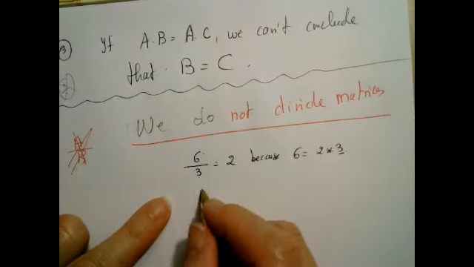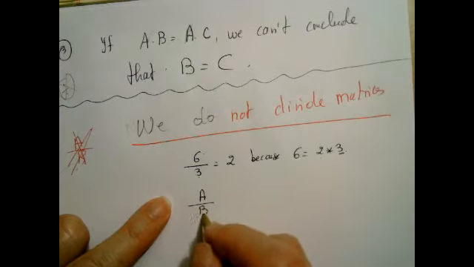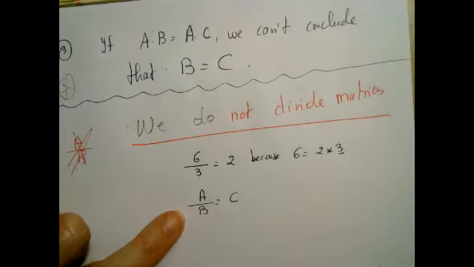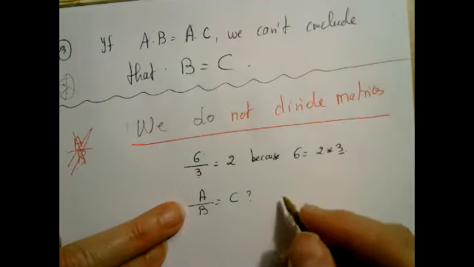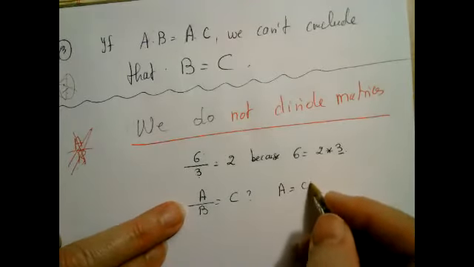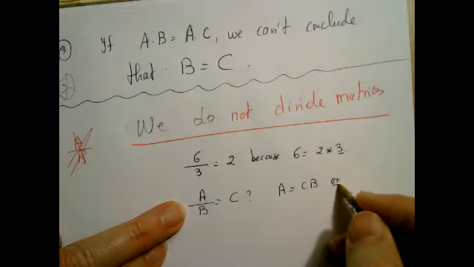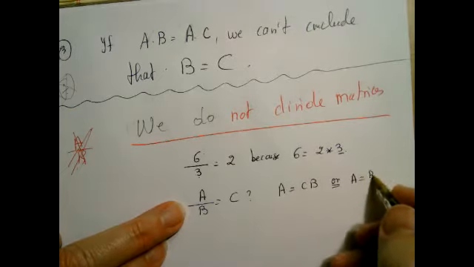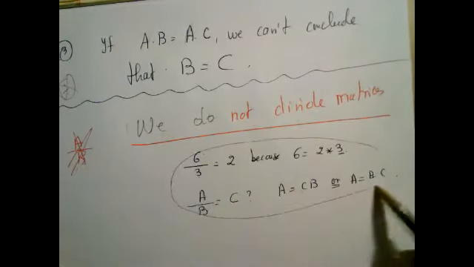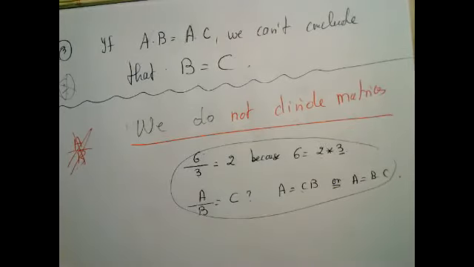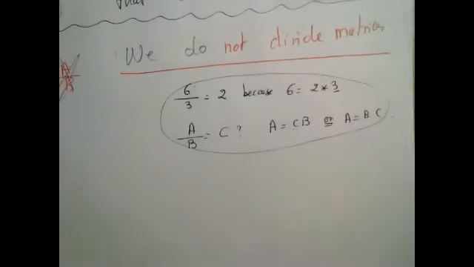So now, what meaning shall I give to A over B equal to C? What shall I mean by that? Do I mean A equals C times B, or B times C? Those are different. So for this reason, division cannot be defined. I cannot give you an answer for division. We cannot define division.